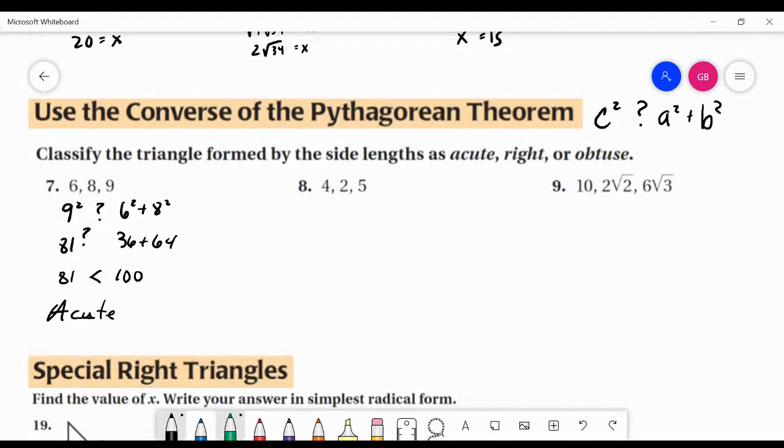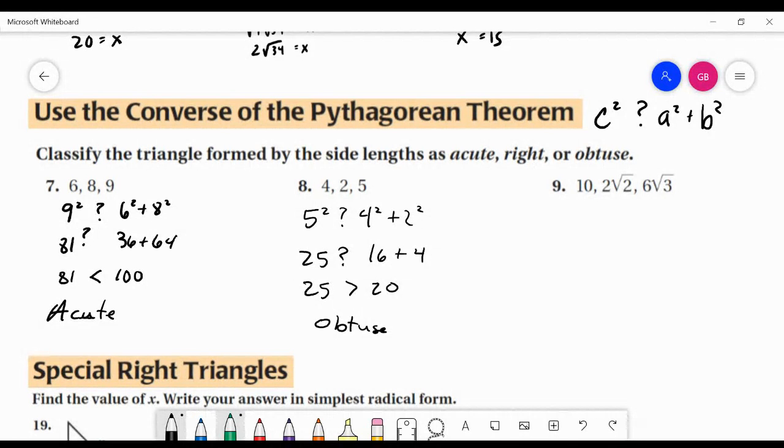Number 8. How does 5 squared compare with 4 squared plus 2 squared? 16 plus 4 is 20. So 25 is greater than 20, so this one is obtuse.